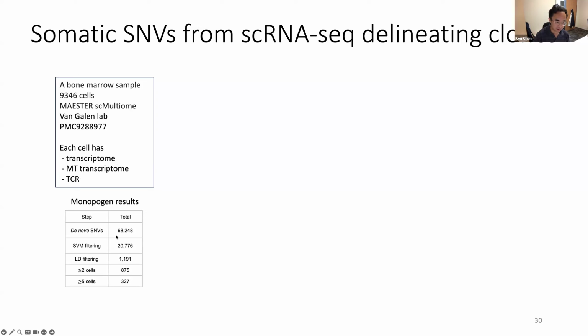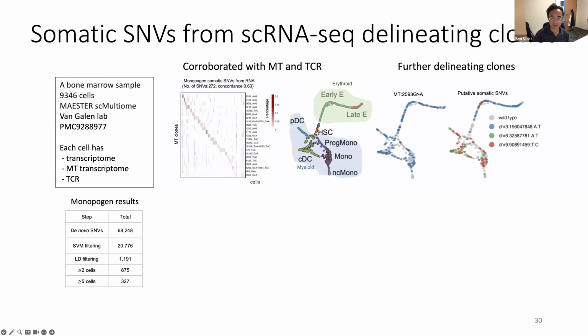As you can see, we're calling roughly tens of thousands of de novo SNVs, and via different filtering strategies, we ended up with roughly hundreds of putative SNVs. One way to validate this is to compare with mitochondrial clones. The cells can be assigned to different clones based on their mitochondrial mutational profile, and they can also be assigned to different clones based on the somatic mutations detected by our tool from the RNA of the transcriptome. As you can see, those two types of assignment actually match pretty well.